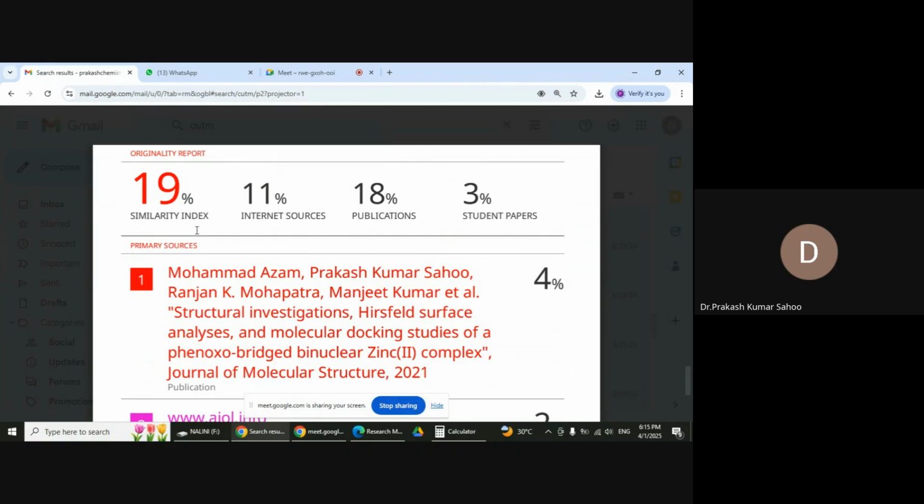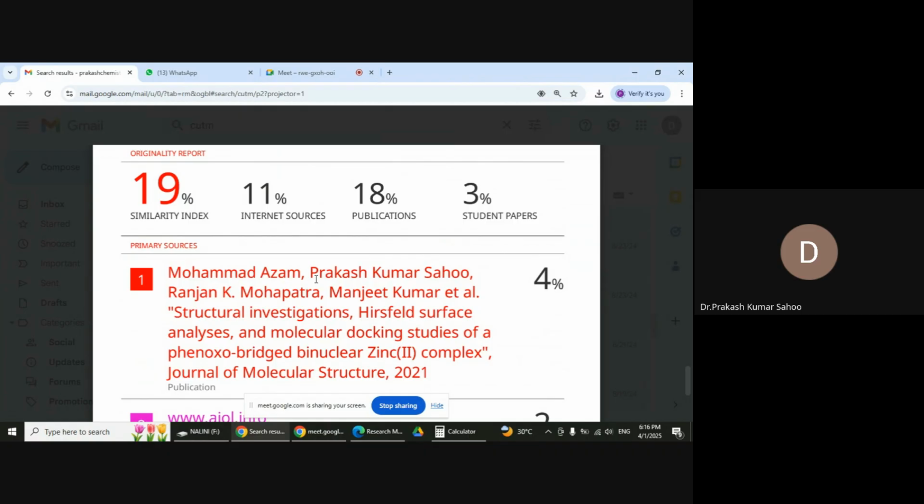So my thesis report carries a 19% similarity index. That means it has 19% plagiarism, which is not allowed by the university for the award purpose, the PhD award.